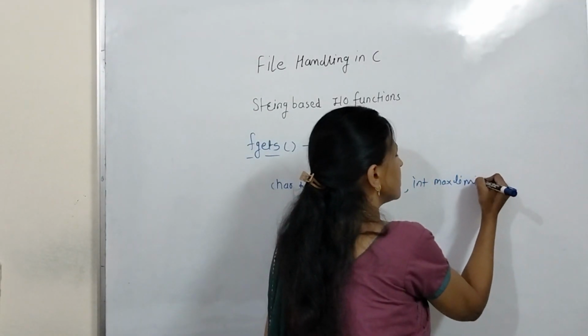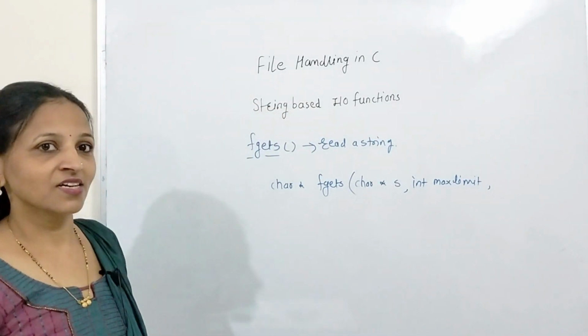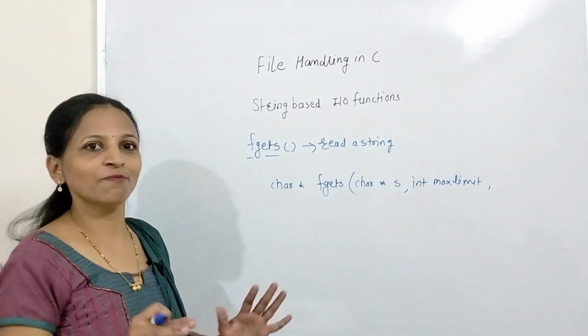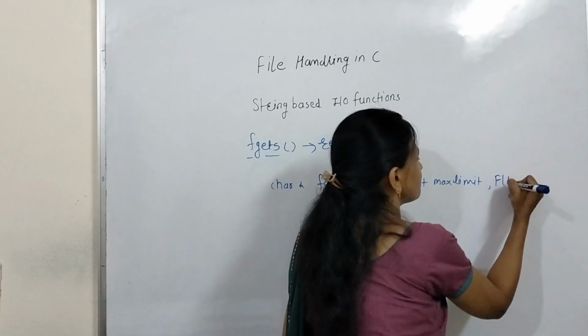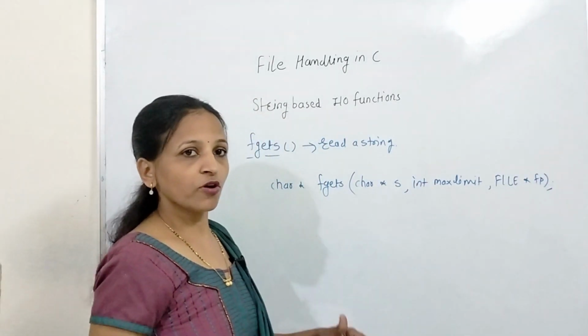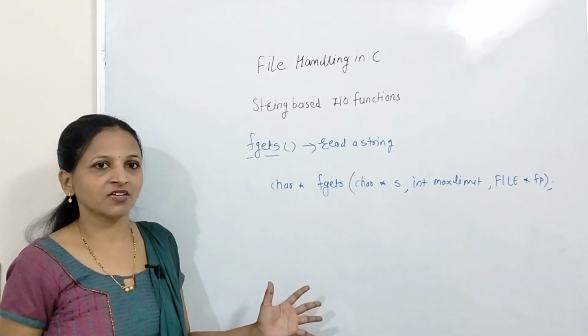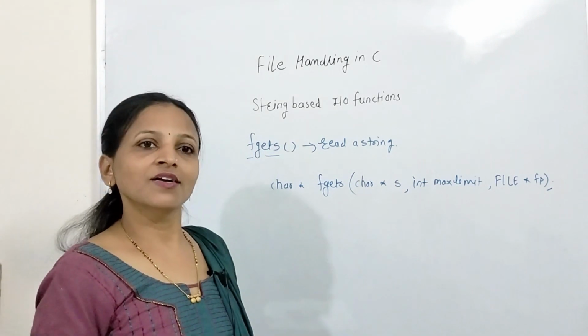And the next argument is of course the file pointer you have to pass. In every function there is a file pointer, keep in mind. That is file star fp. This is nothing but the syntax or prototype of this fgets function. This we can use to read a string from a file.